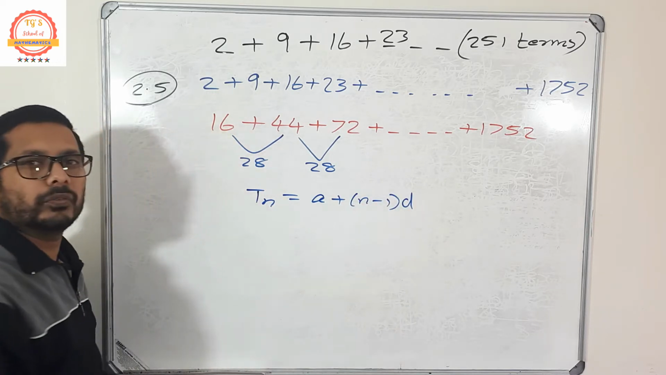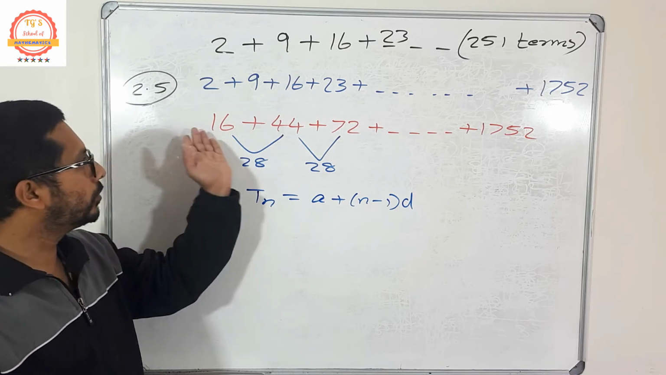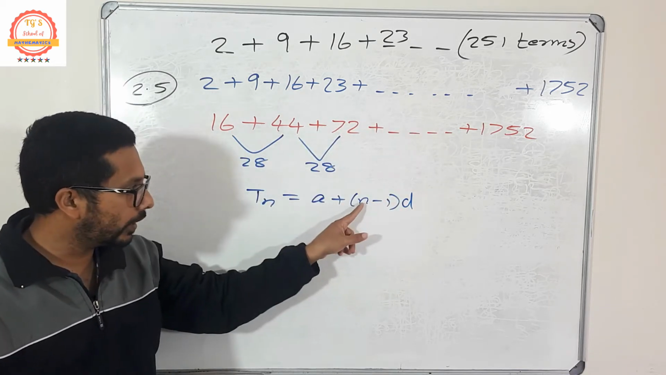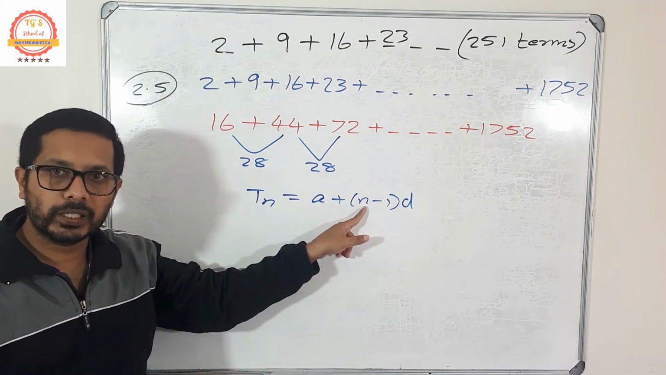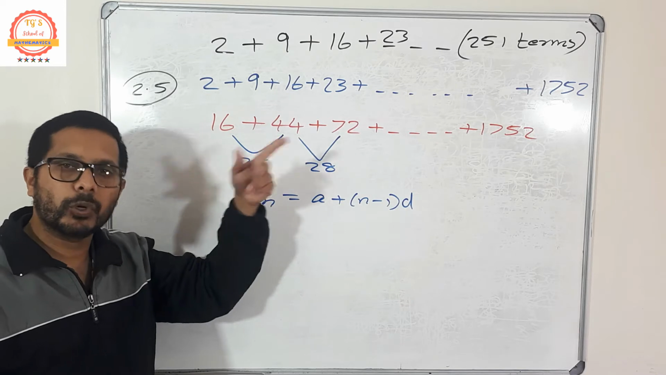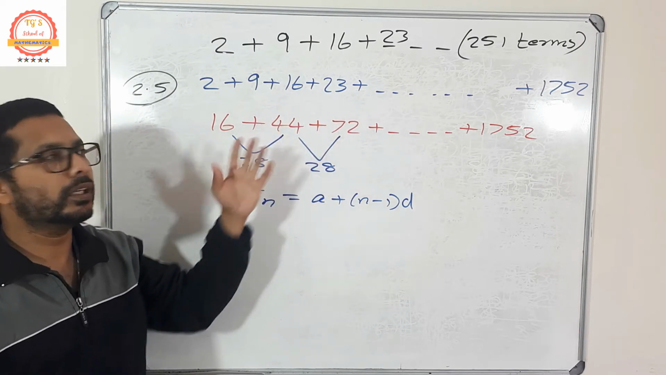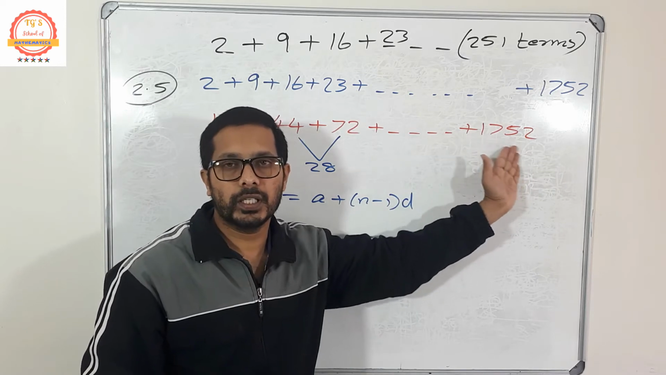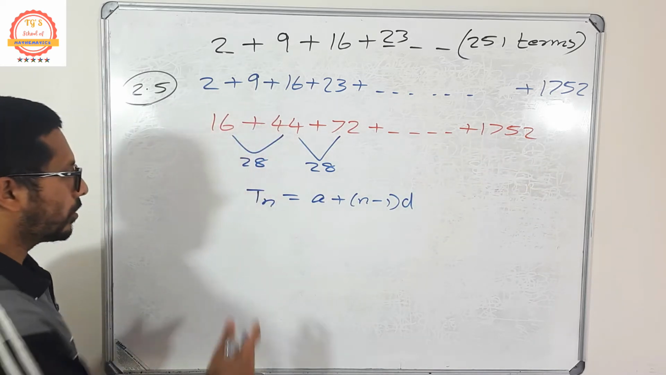And here what is the question? We have to find how many terms there are here. So it means you have to find the value of n. And what is this Tn? Tn stands for the nth term or the last term. Luckily in this series we know the last term, that is 1752. So substitute that one.